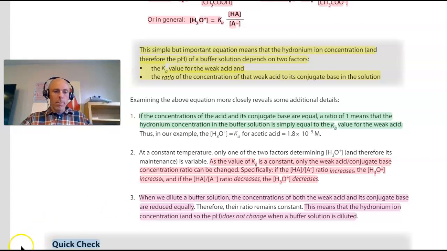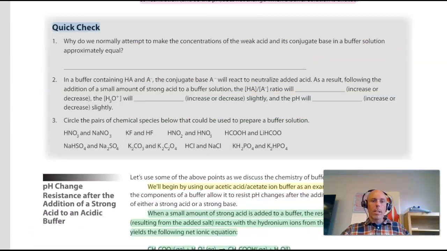All right, I've just scrolled down. I'm on this quick check here on this same page. I realize I have not oriented you well to pages in our textbook. We're on 350 of the physical textbook or 358 of the ebook. Try this quick check on your own. Write your answers in your book. Come on back when you're done and see how your answers compare to mine.